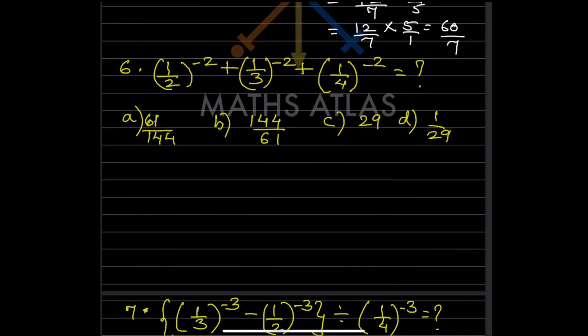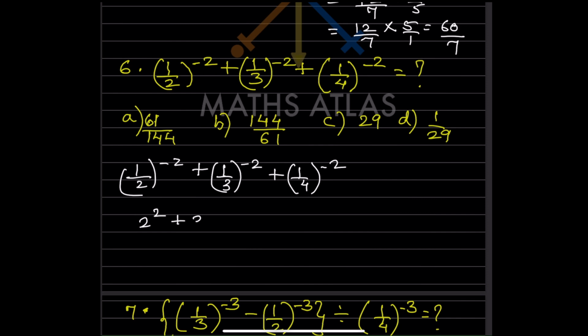Now here, 1 by 2 raised to minus 2 plus 1 by 3 raised to minus 2 plus 1 by 4 raised to minus 2. So we can do this one also, because that is negative, you can flip it over. Again this also is going to get flipped over, so that will be 3 raised to 2. 1 by 4 is also going to get flipped over because that is a negative exponent. So this is going to be 4 plus 9 plus 16, and when you add this, this is going to be 29. So this C is the correct option.